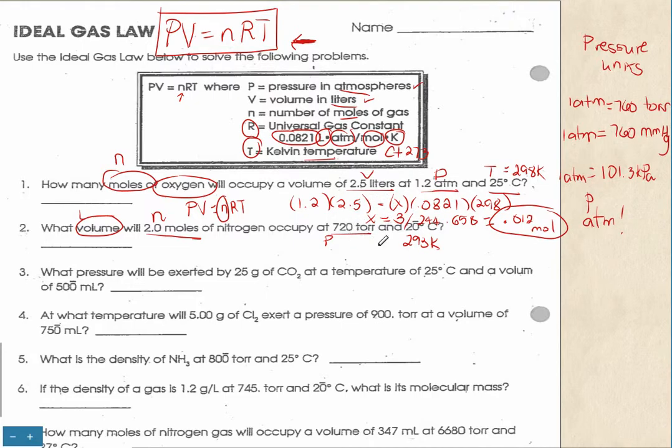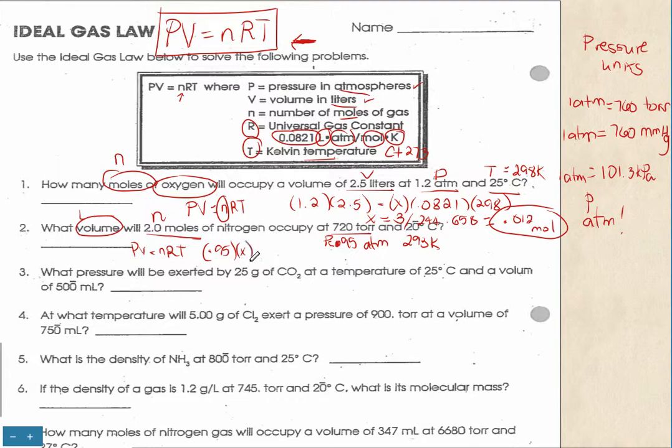All right, so since this is in torr, I have to divide 720 by 760, and I will get 0.947. However, there's only two sig figs, so I will do 0.95 ATM. Everything must be in standard units: ATM, kelvins, moles, perfect. So now I'm going to be using PV equals nRT, right? So pressure is 0.95. So I'm plugging in the numbers now.